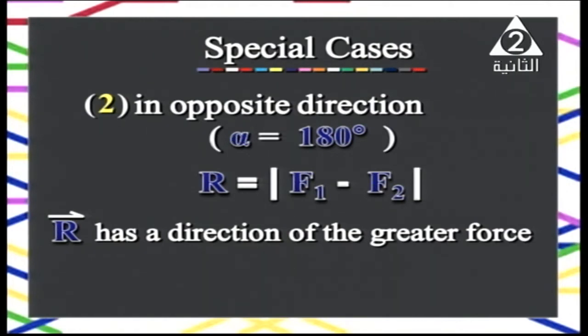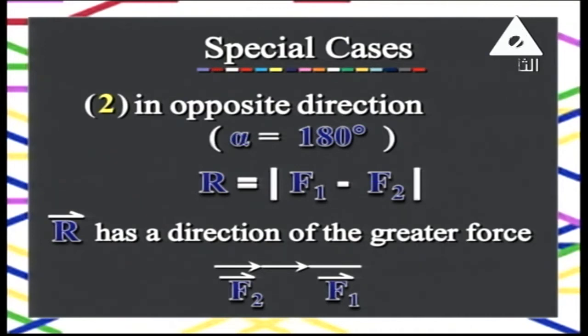If F1 is more than F2, then the direction of R is the direction of F1. If F2 is more than F1, then the direction of R is the direction of F2. Look at this, my dear student: F1 and F2 in opposite directions, then R equals the absolute value of F2 minus F1 or F1 minus F2.